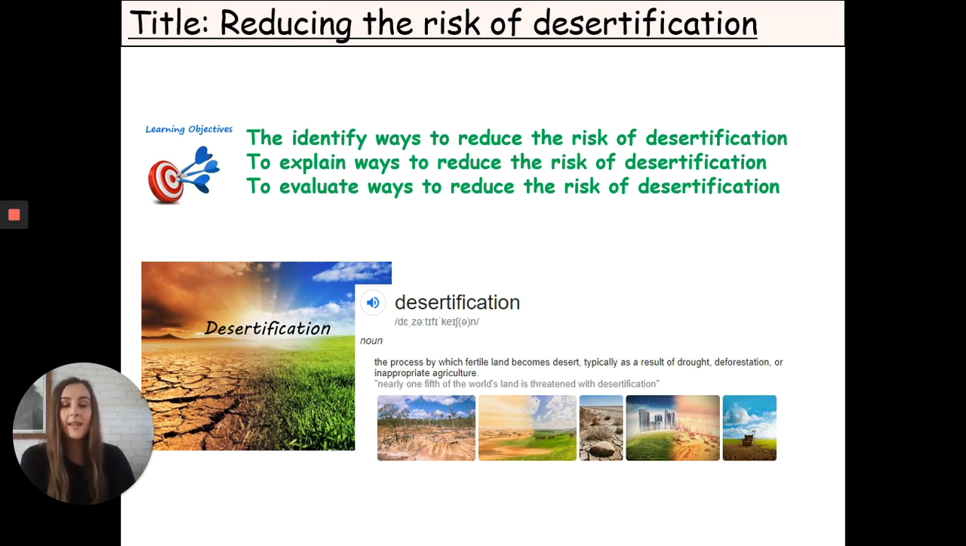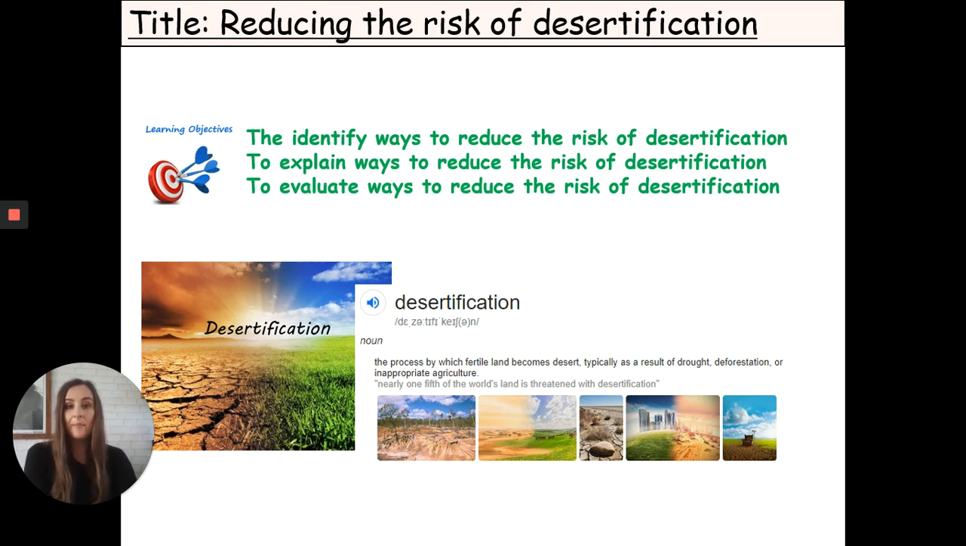Okay, so objectives for today: we need to identify ways to reduce the risk of desertification, explain those ways and how they work, and then lastly we need to evaluate the ways. So are they useful, are they effective at managing that?